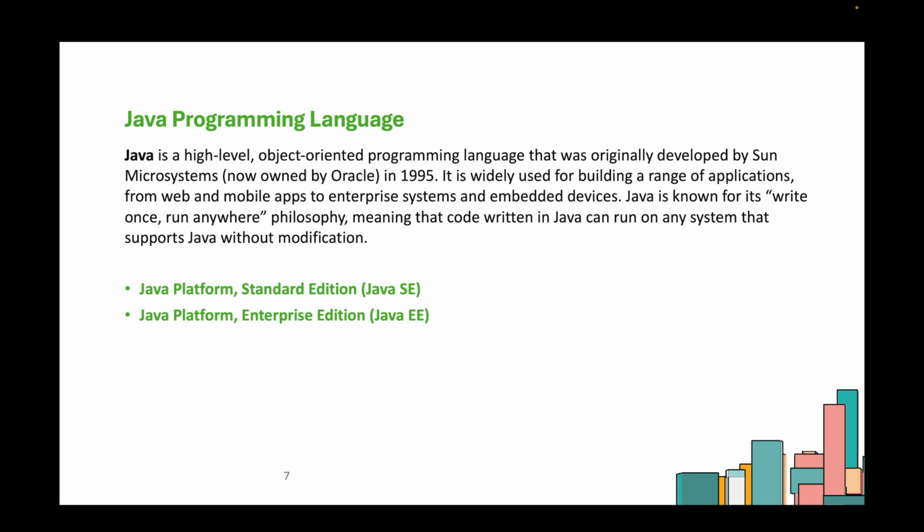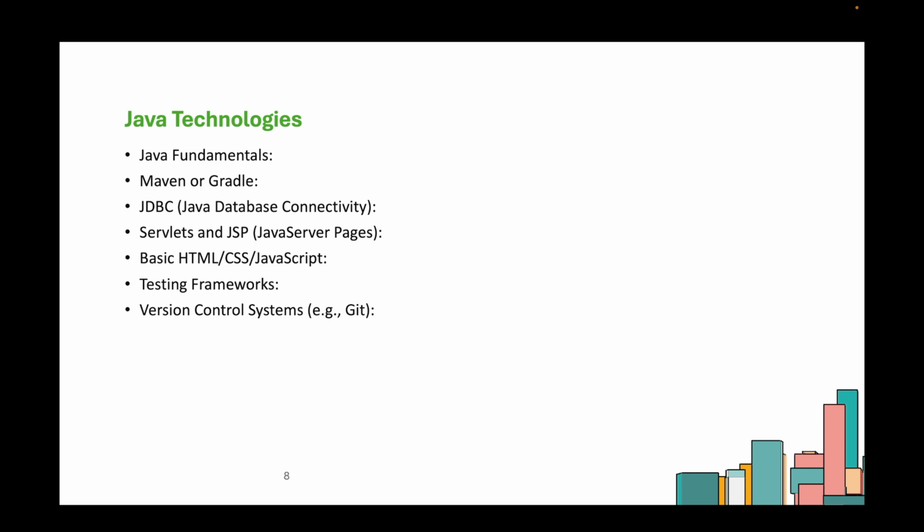Java has two things. The language has two editions: standard edition and enterprise edition. And the technology also has a few things. We use too many technologies internally to develop Java-based applications, say Maven, JDBC, Servlet, and testing frameworks. So these are all the Java technologies. By using these Java technologies, we can develop Java-based applications much better.